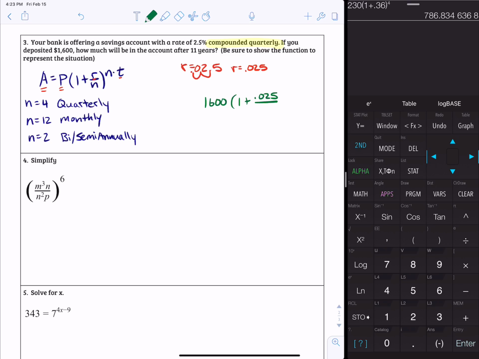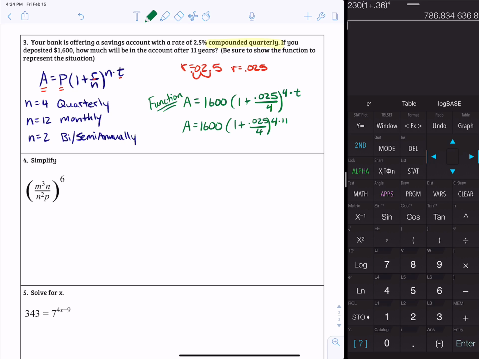So let's see. We've got A equals 1,600, 0.025. And it was quarterly, so we're going to divide that by 4, and then to the 4 times t power. That is our function. That is just right before you plug in the time of 11 years. So now let's plug in the 11 and answer our question. So 0.025, it all looks the same. We just need an 11.